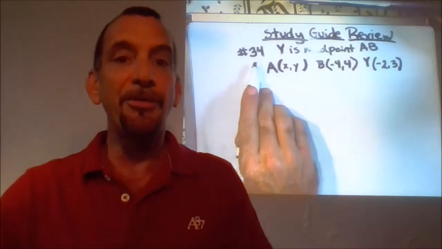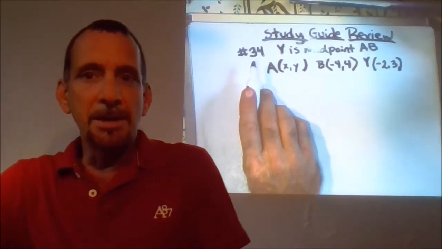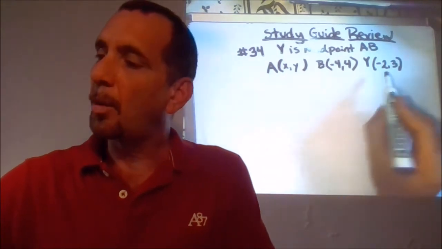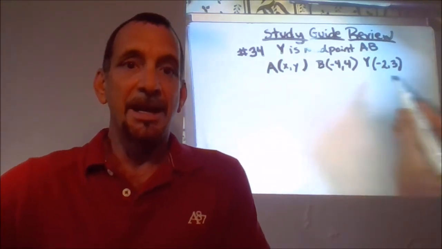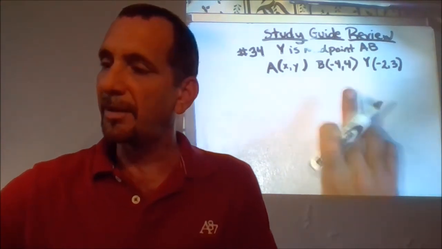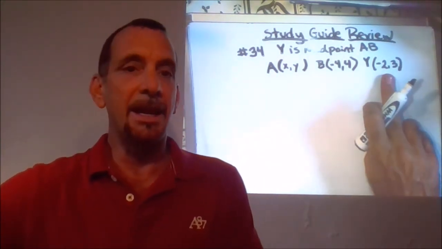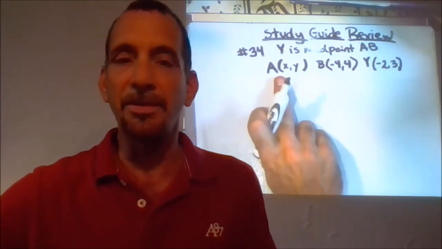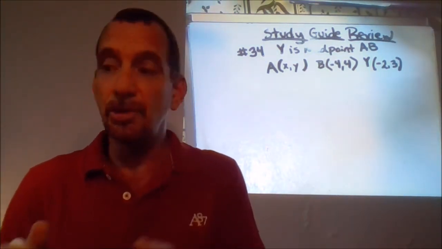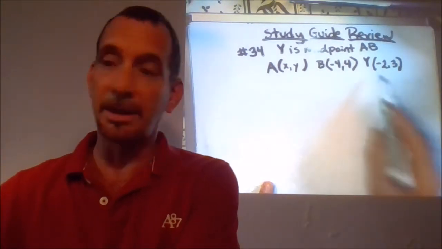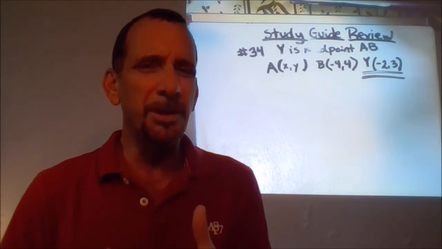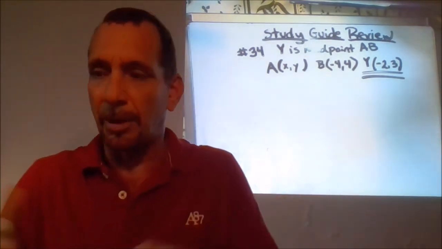Here's one, number 34, and it's a midpoint problem, but it's a problem where we are given the midpoint and we're looking for one of the endpoints. We're given an endpoint and a midpoint, and we're looking for the other endpoint. So the key to this problem is once you know you're given the midpoint and you're looking for an endpoint, it gets a little bit trickier than just finding the midpoint.